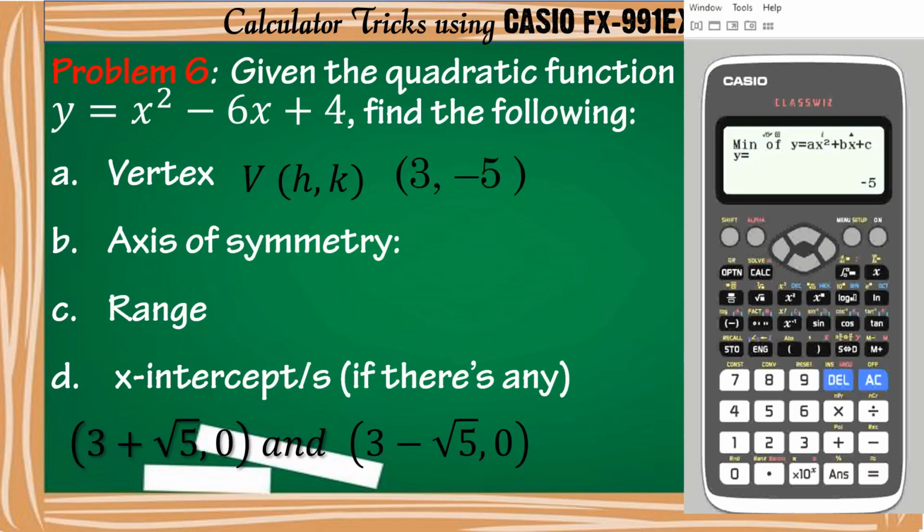The axis of symmetry is also the value of h, but in equation form. So, we have x equals 3. And the range is the value of k, which will be y is greater than or equal to negative 5. So, isang pindot lang po sa calculator, lahat po ng value makukuha na po natin yung sagot sa ating problem.